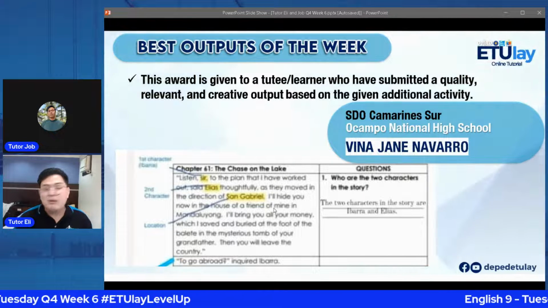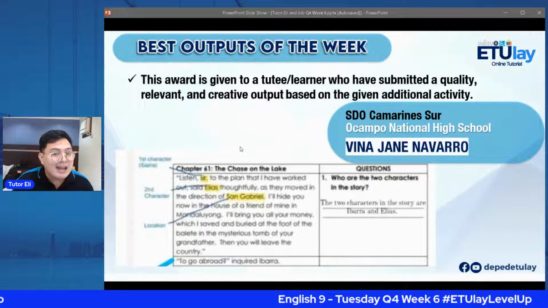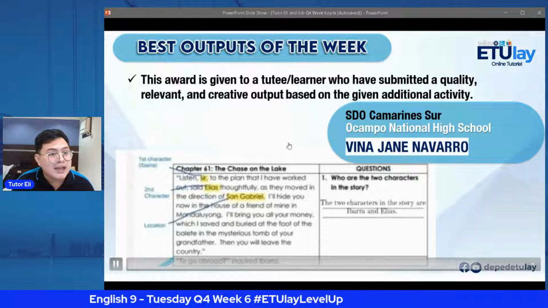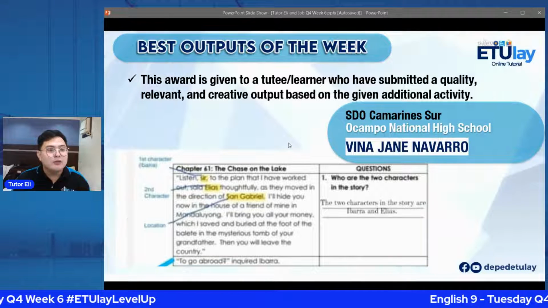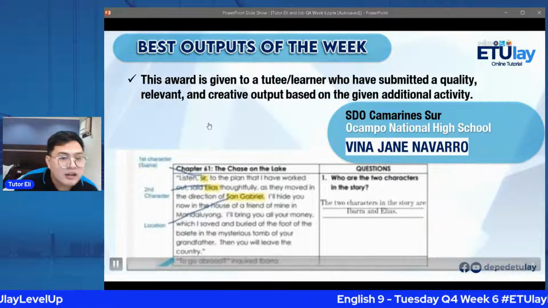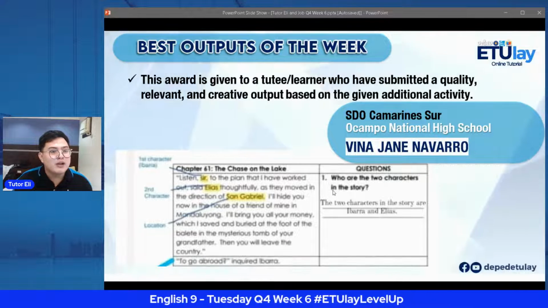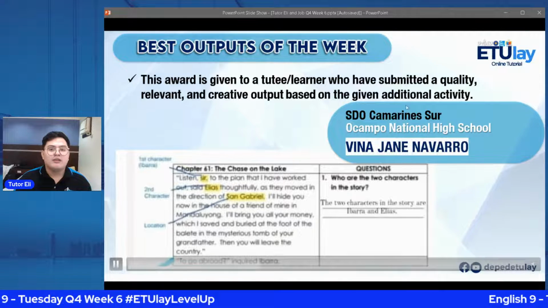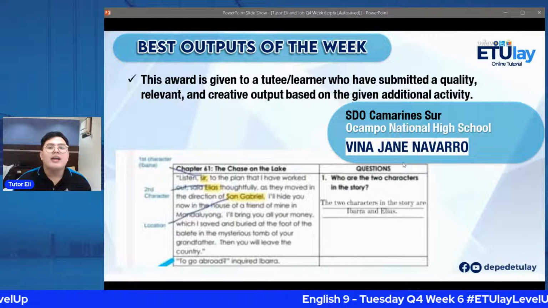So annotation helps when you read a particular text para mas malinis. Kaya sabi, 'di ba, when we remember when we are in school, we use highlighter and other colors of ball pens in order to highlight or put annotation sa notebook natin para mas lalo nating makita yung dapat, para it's easy for us to identify that particular answer or keywords. So that's right. So the two characters here, Vina, is Ibarra and Elias.